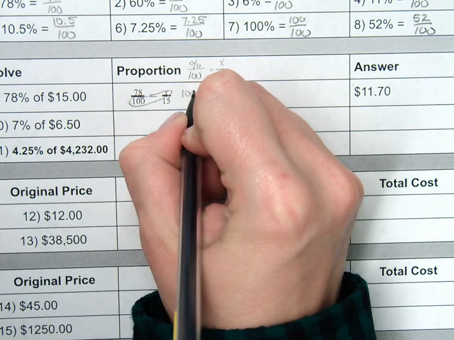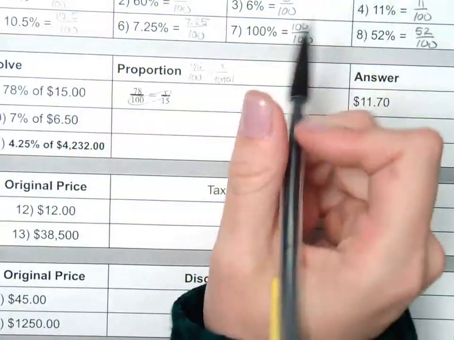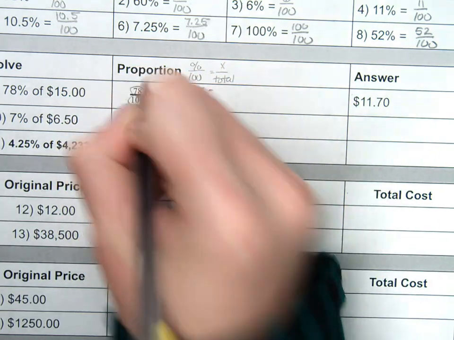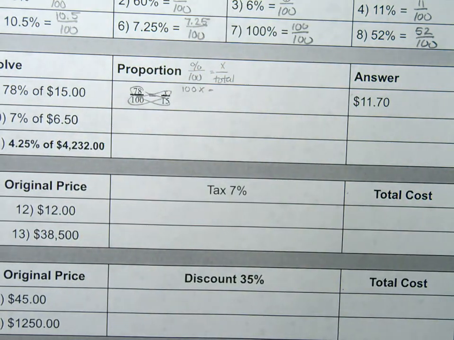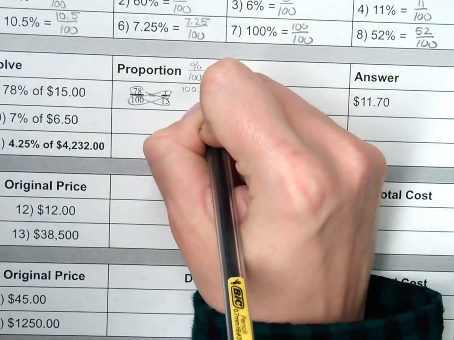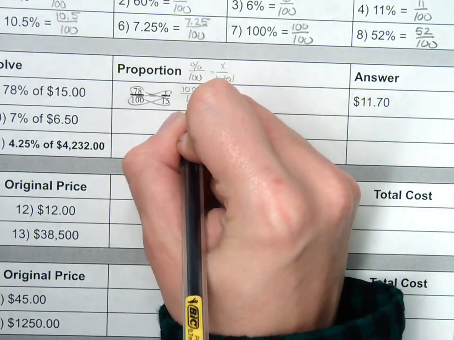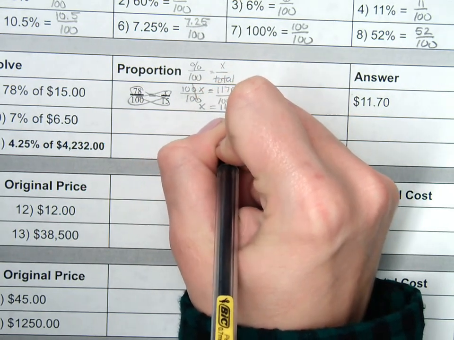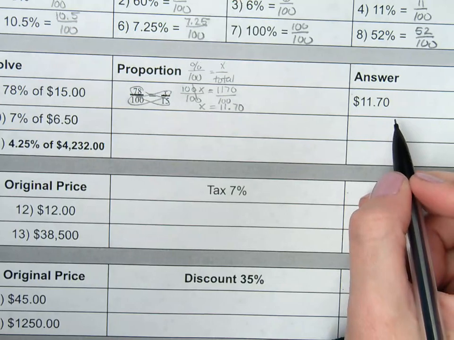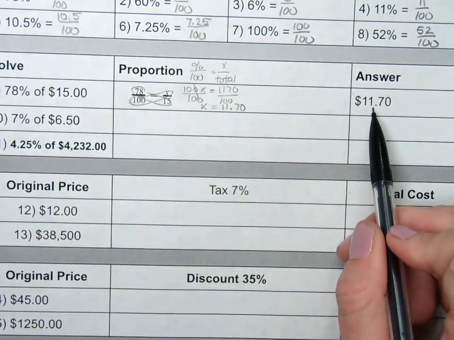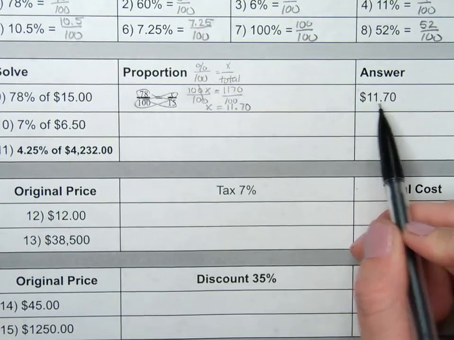100 times x is 100x. And then 78 times 15 is 1,170. So since 100x is multiplication, we divide both sides by 100. And I have x equals 11.70. And that is my answer. So 78% of $15 is $11.70.